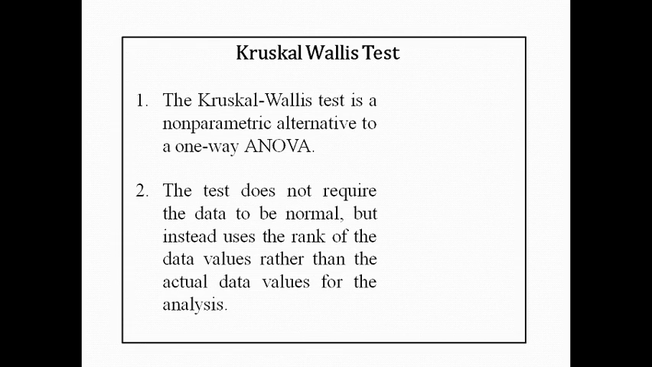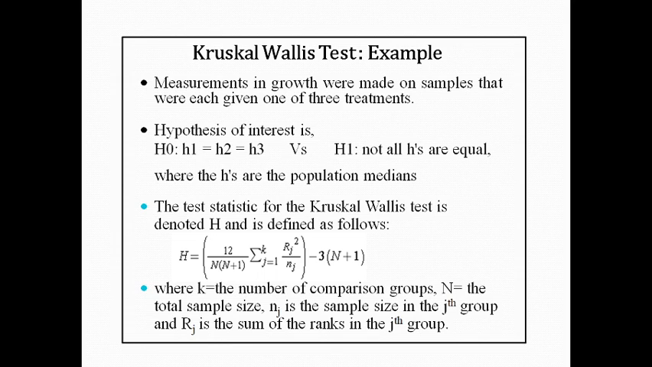The Kruskal-Wallis test is a non-parametric alternative to one-way analysis of variance. The test does not require the data to be normal, but instead uses the ranks of the data values rather than the actual data values for the analysis. In general, measurements in growth were made on samples that were each given one of three treatments. Suppose we have three treatments.